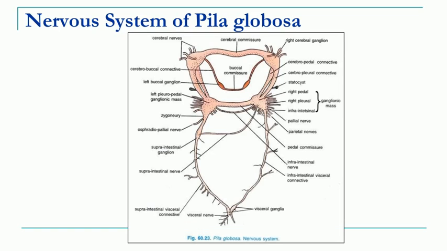In this diagram, we will see the position of each ganglion. So these are the cerebral ganglia. There are two cerebral ganglia connected by the cerebral commissure. Here we have the two buccal ganglia. These two buccal ganglia are connected by the buccal commissure.